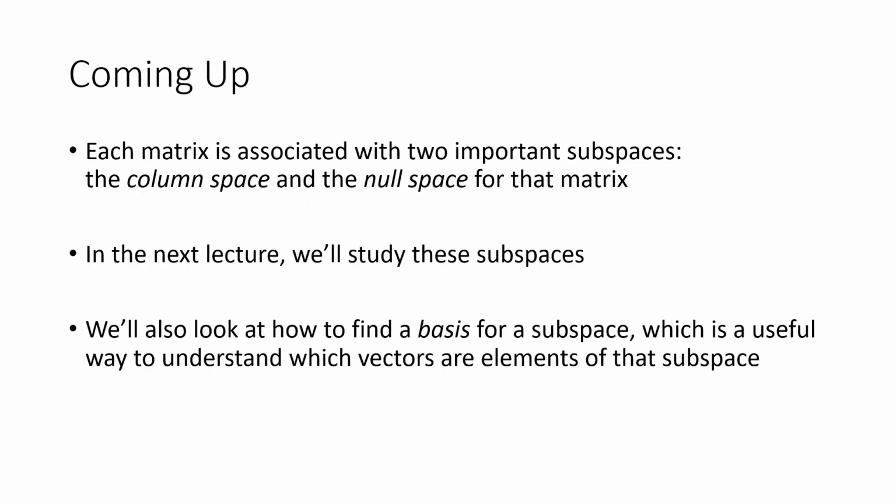Okay, to wrap things up, what we're going to be doing with this generally is looking at two important subspaces associated with a matrix. And these are called the column space and the null space for that matrix. So we're going to study these subspaces coming up, and then we're also going to look for how to find what we call a basis for a subspace, which is a useful way of understanding which vectors are elements of that subspace. It's a specific way of describing a subspace. So that's what's coming up.